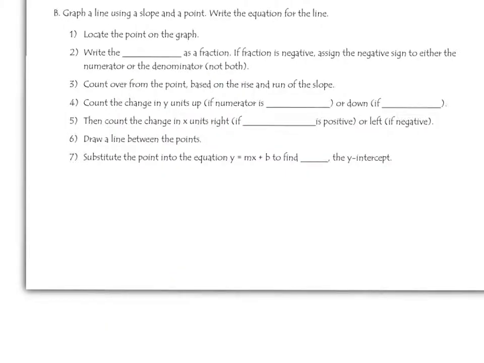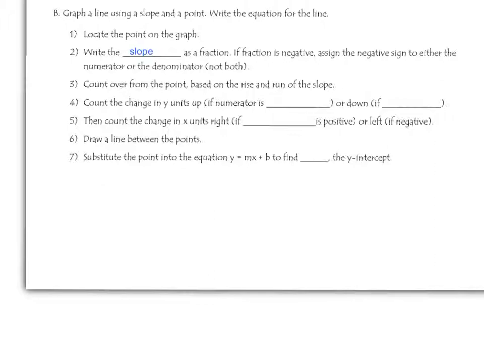In the previous example, we were told what the slope was and what the y-intercept was. What if you were told the slope and a point on the line that is not the y-intercept? Procedure B explains what you need to do to graph that line. First, you take the point you're given and you plot it on the graph. Next, you write the slope that you're given as a fraction, and if the fraction is negative, you assign the negative sign either to the numerator or to the denominator, but not to both.